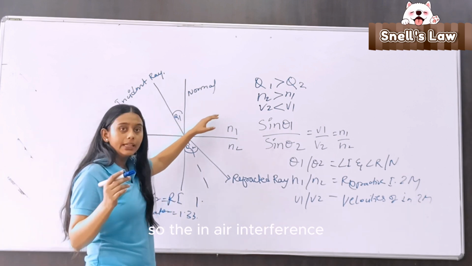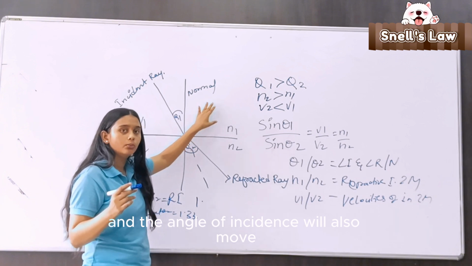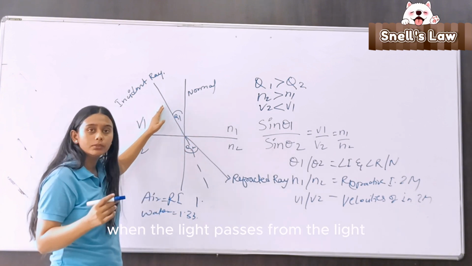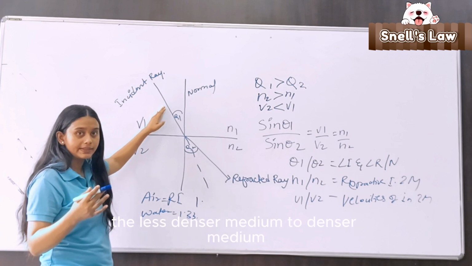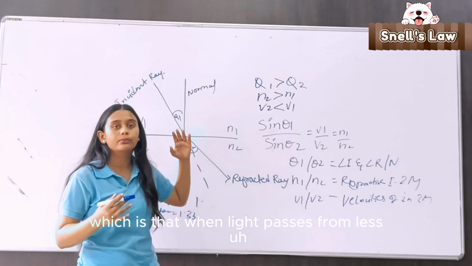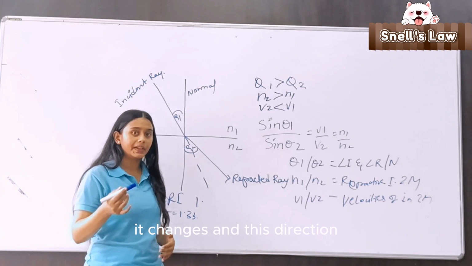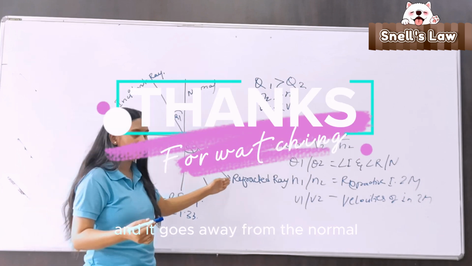So in air the angle of incidence will also be larger when the light passes from the less dense medium to the denser medium. When light passes from a less dense medium to a more dense medium, it changes its direction and bends towards the normal.